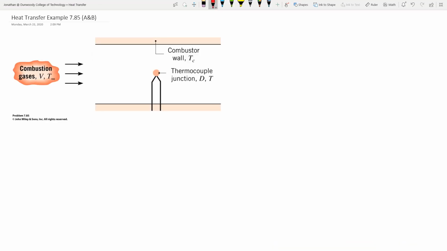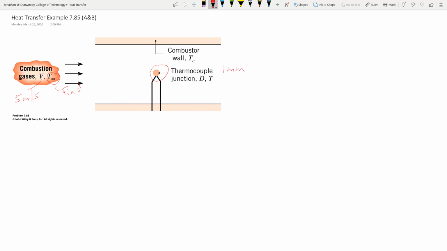Okay, welcome to heat transfer problem 785, parts A and B. In this case we have a spherical thermocouple and we're trying to measure the exhaust gas temperature. This is what we're looking to find. We're told what this V is, that it's 5 meters per second. We're told that the diameter of this is 1 millimeter.